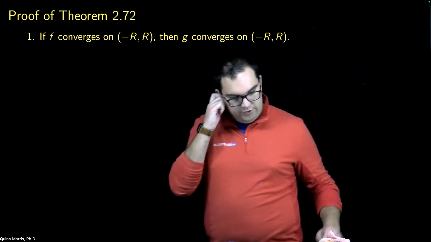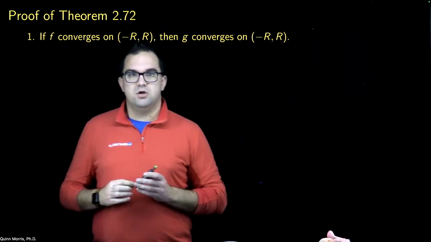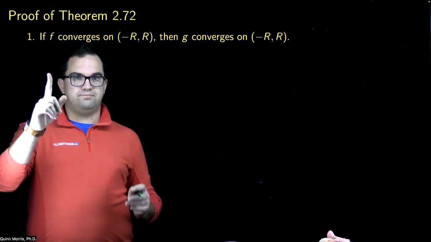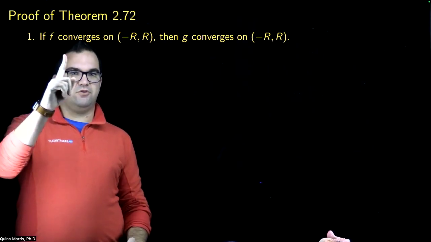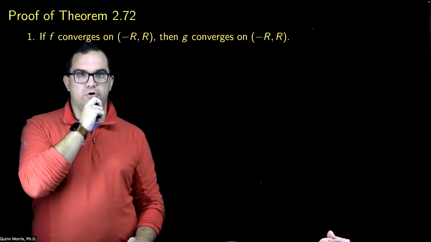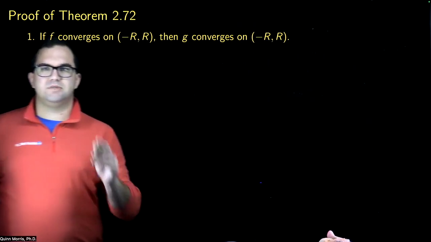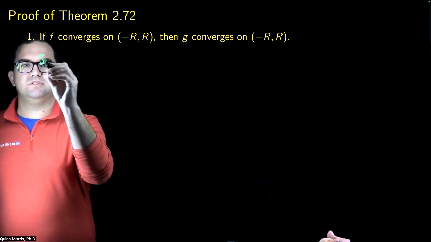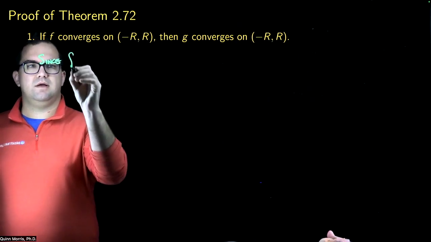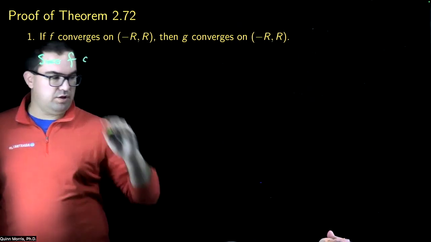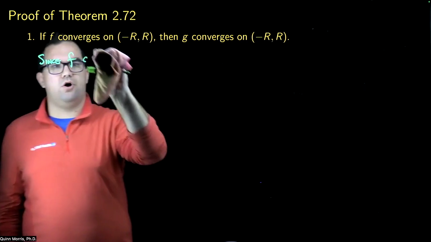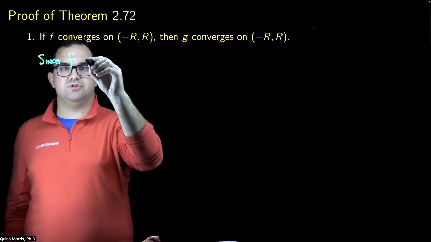All right, let's start with the first part. So what do we know? We know that f converges on minus r to r. Okay. So what would the root test tell us? Another way to say it converges on minus r to r is to say it has radius of convergence r.